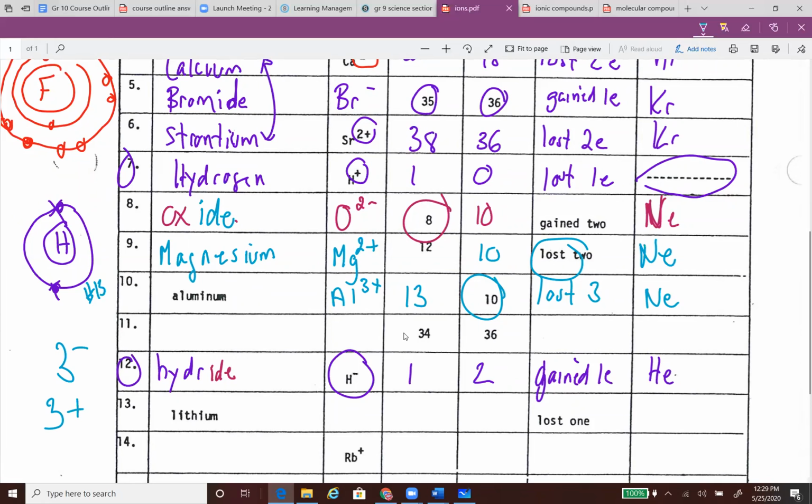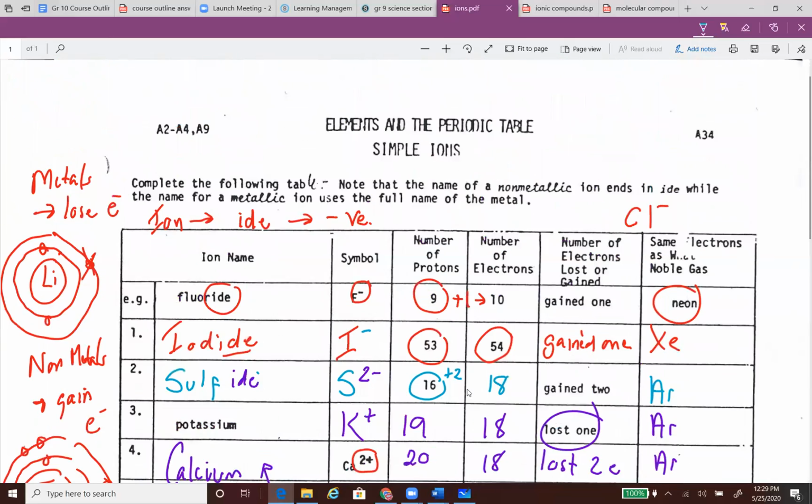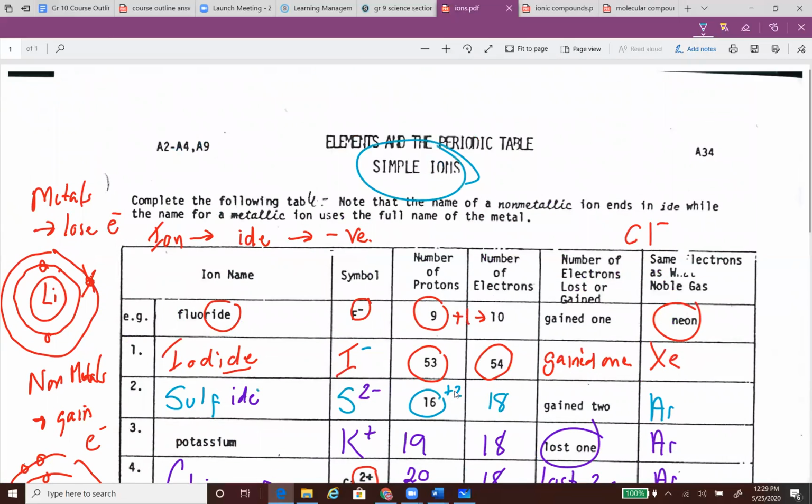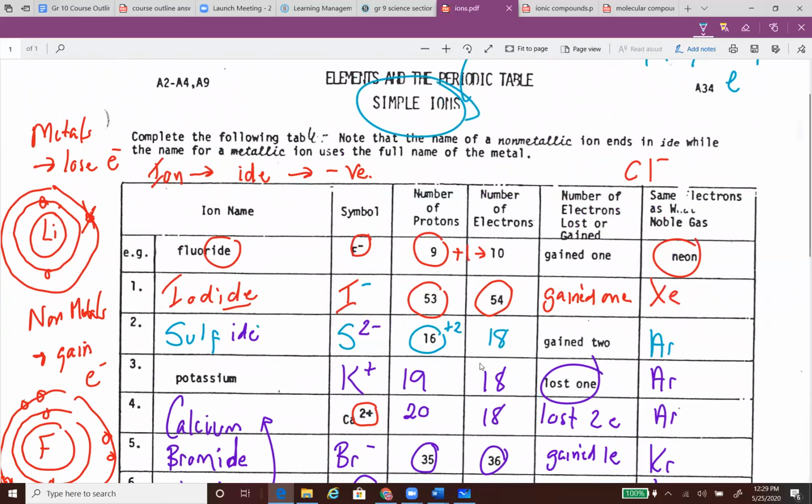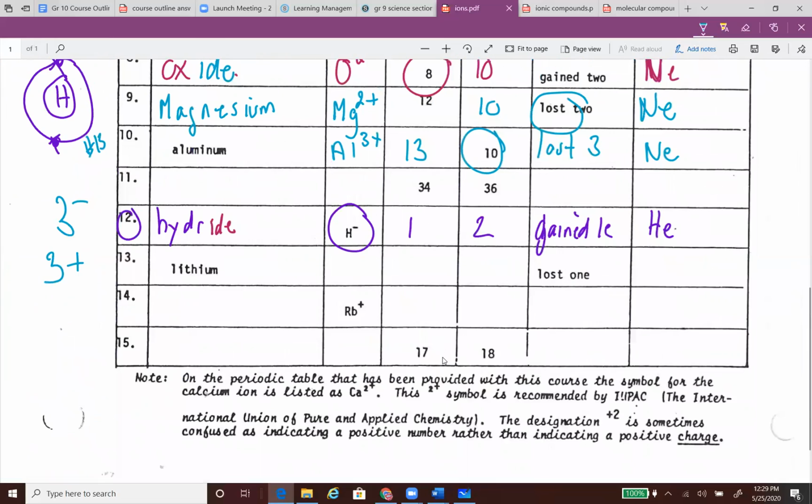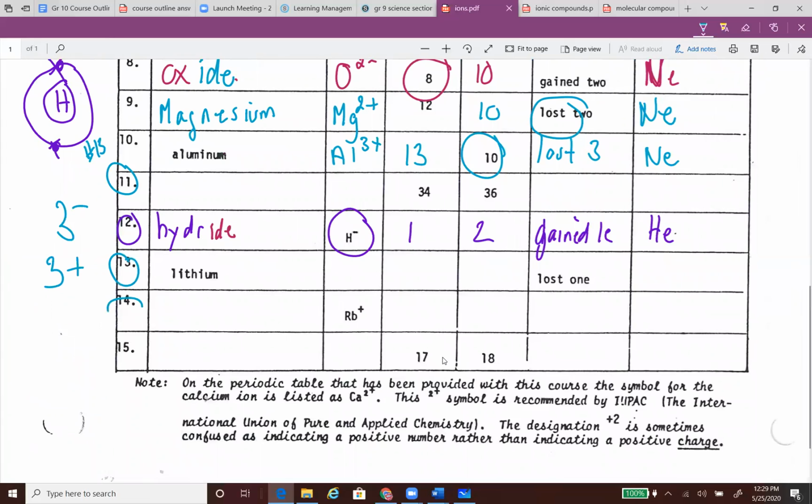Okay, so this is how you do naming of ions, right? Just to go back, this is how to name ions. And again, an ion is something where the number of protons does not equal the number of electrons. Okay, so that's what an ion is. That leaves you with just 4. You could do number 11, 13, 14, and 15. You could try those out. Again, there is an answer key.